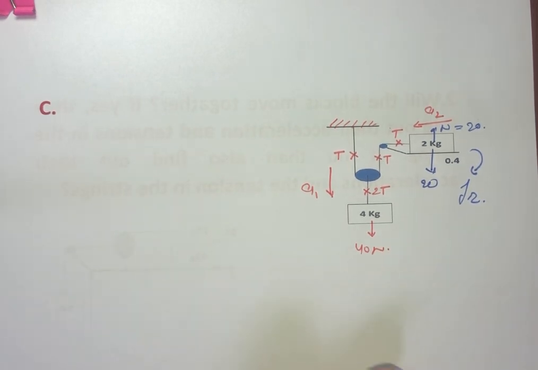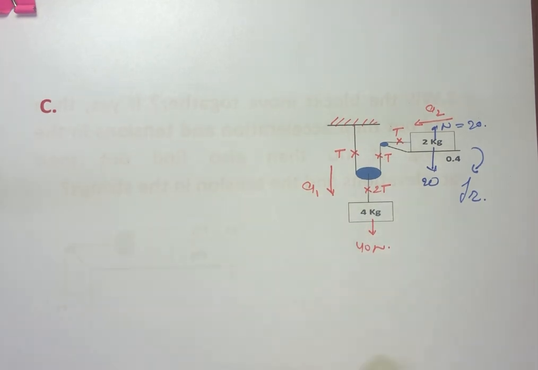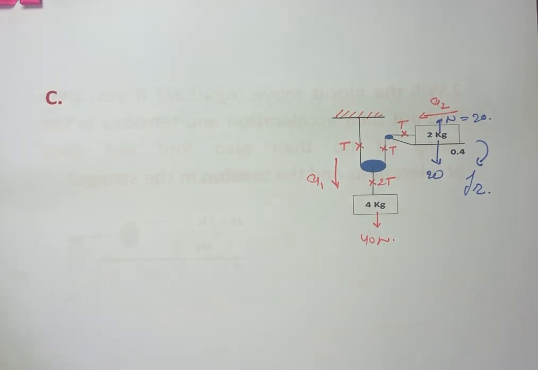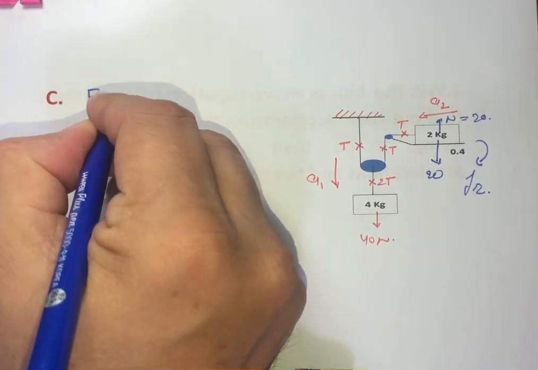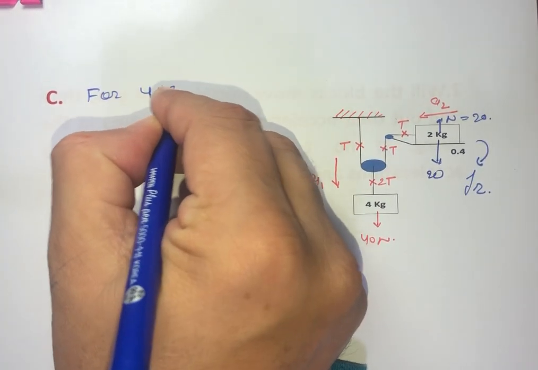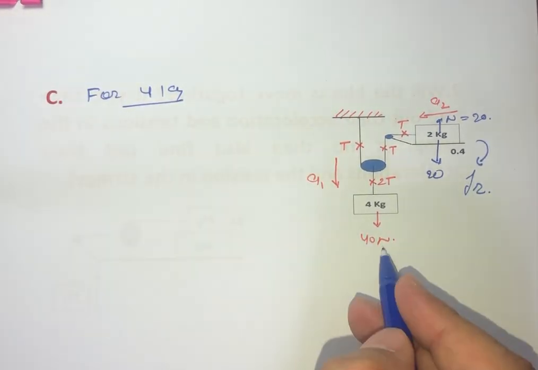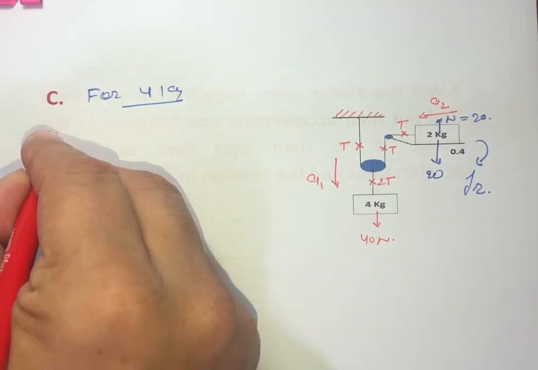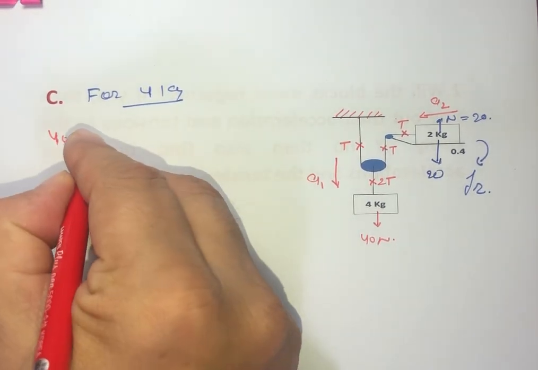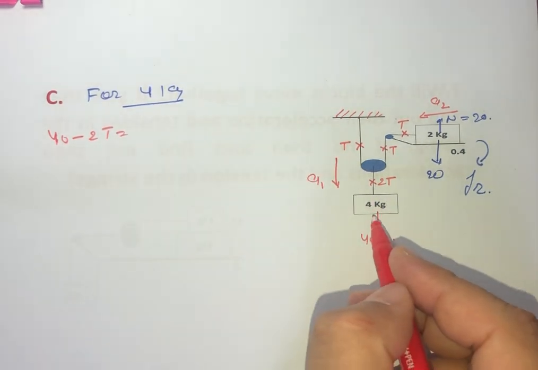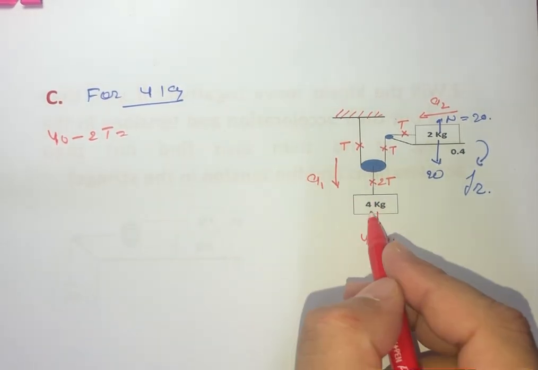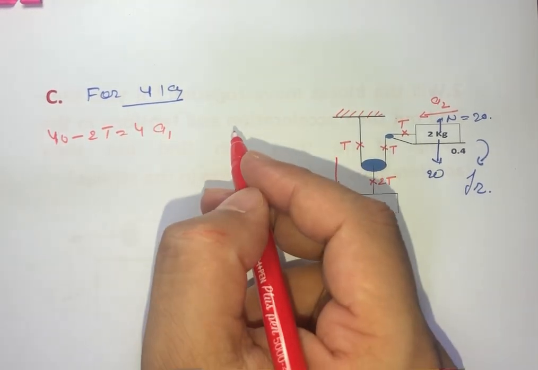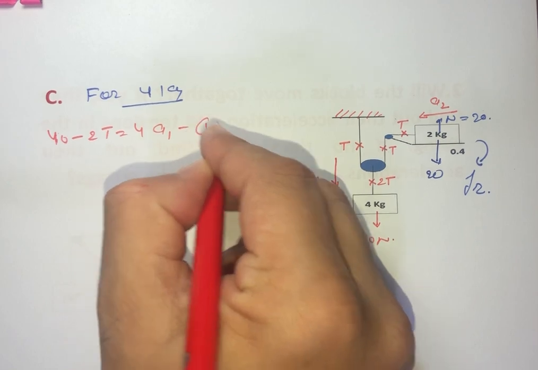So let us draw the free body diagram for 4 kg. You can say that for 4 kg we have 40 minus 2T, and there will be acceleration of a1 in the downward direction. Okay, let us call this equation number 1.